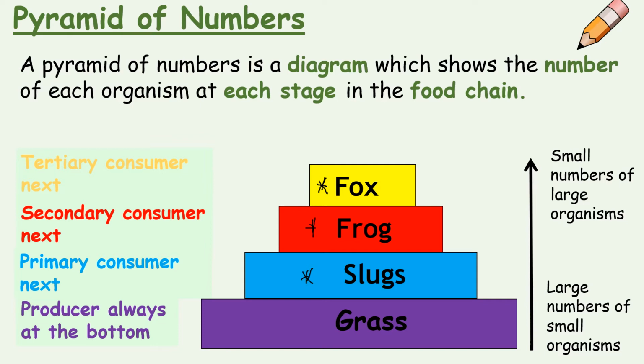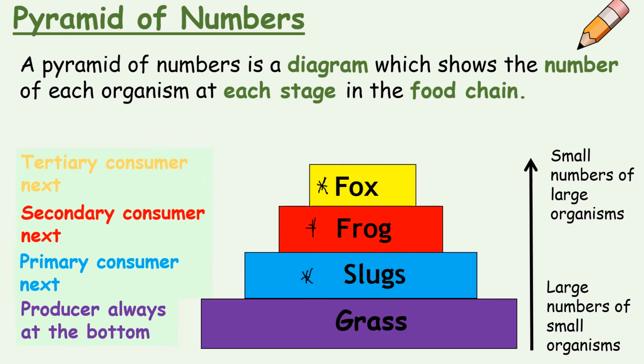So you need to learn the definition for pyramid of numbers. The definition for a pyramid of numbers is that it's a diagram which shows the number of each organism at each stage in a food chain. The bold words are important, so pause this video until you learn that whole definition. So make sure you know and can say that a pyramid of numbers is a diagram which shows the number of each organism at each stage in a food chain.